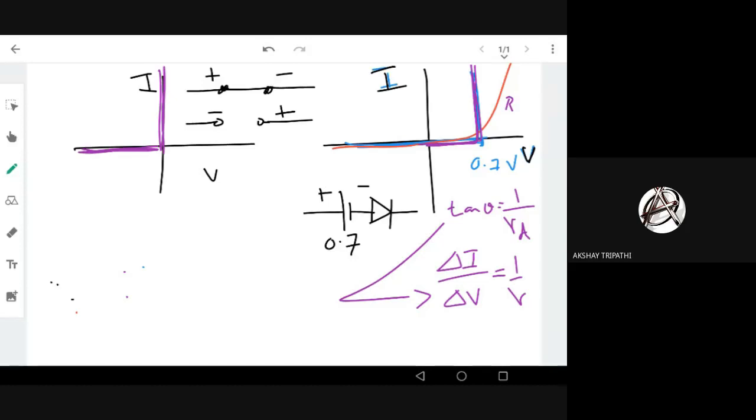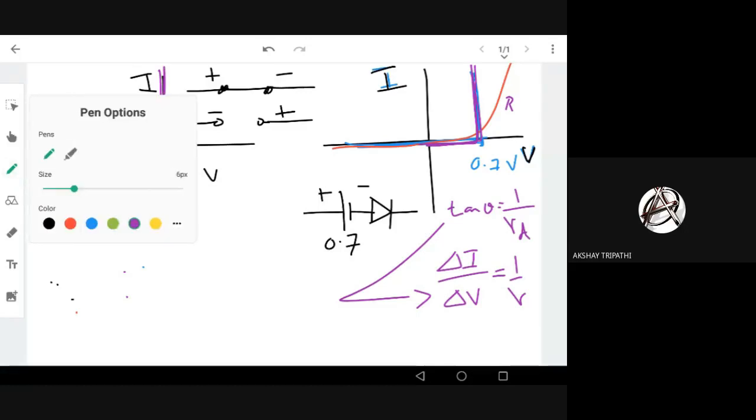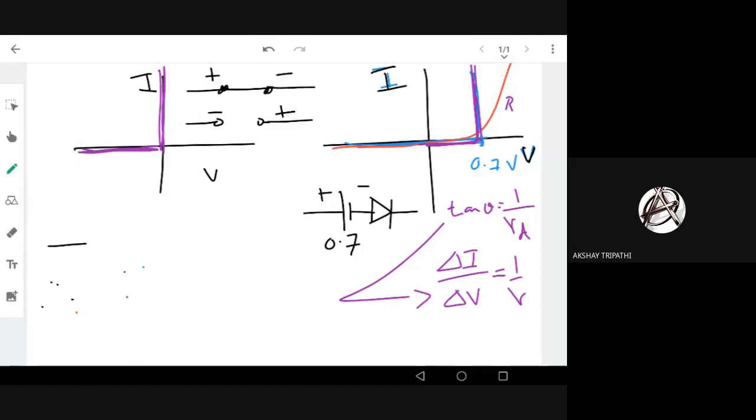So in the ideal case, there is no battery source. In the equivalent circuit model, I need a battery source, but to model a real diode I need a resistance also. So it is not exact modeling: I need not only a voltage source but also a resistance along with the diode, right? This is 0.7 volt for silicon, some resistance RD, a dynamic resistance, and the diode.